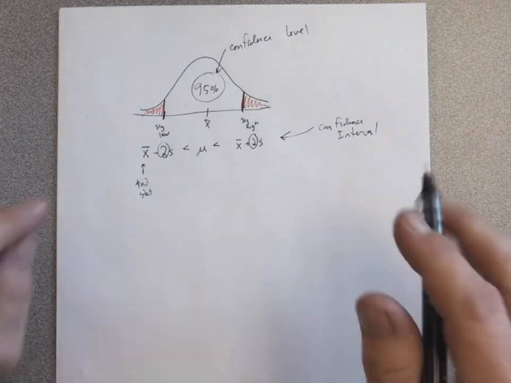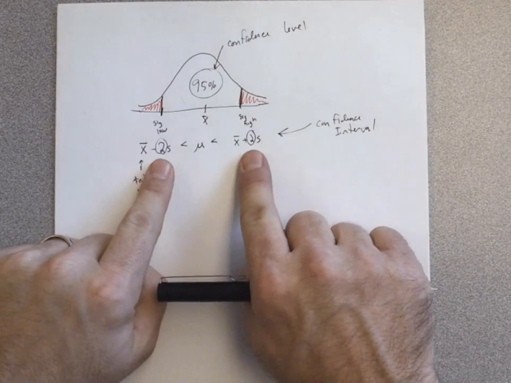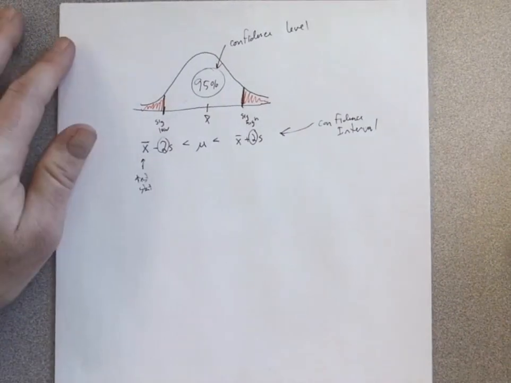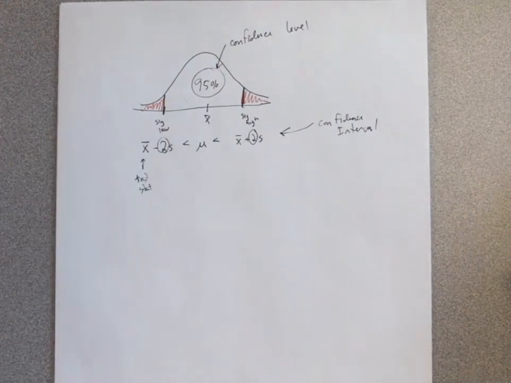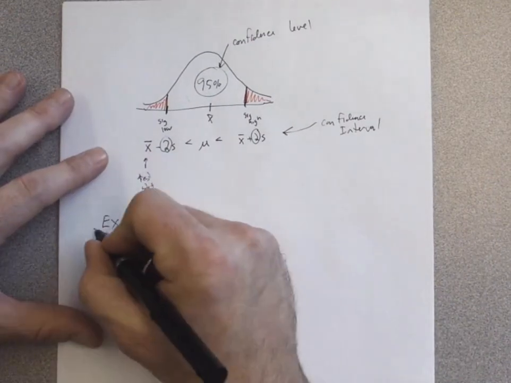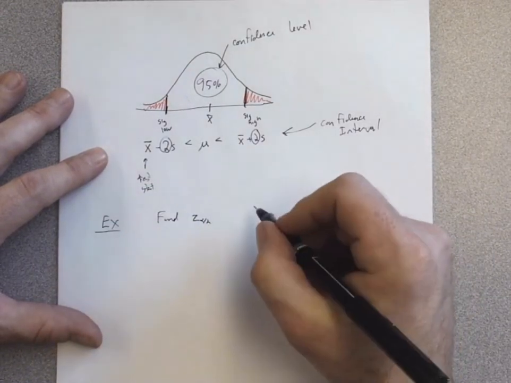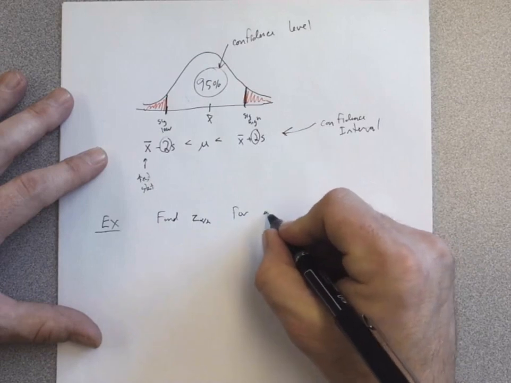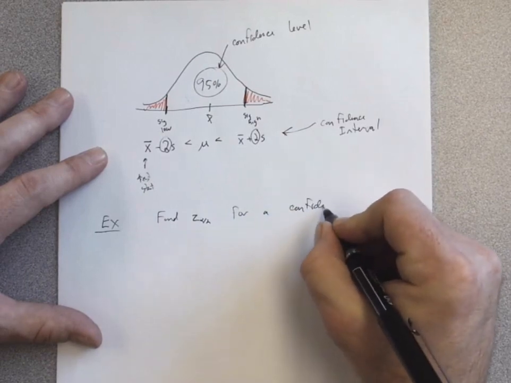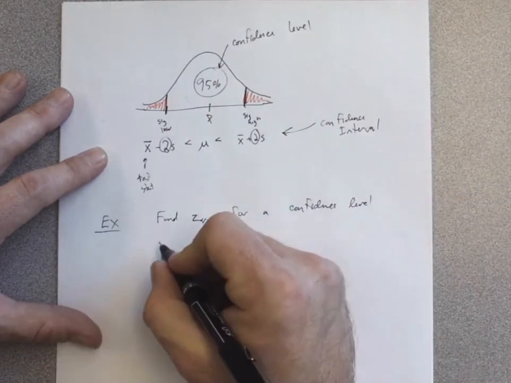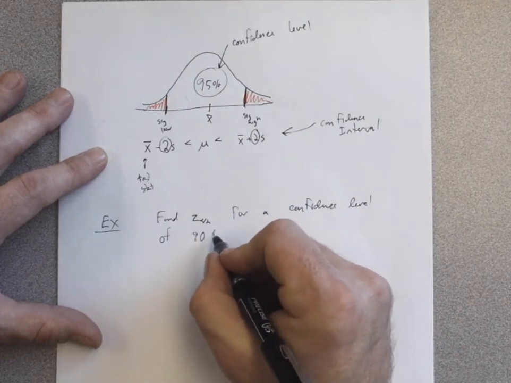What we first have to do is find these numbers right here. I have to be able to find these particular z-scores that are tied to areas. So a first example would be: find Z alpha over 2 for a confidence level of, say, 90%.